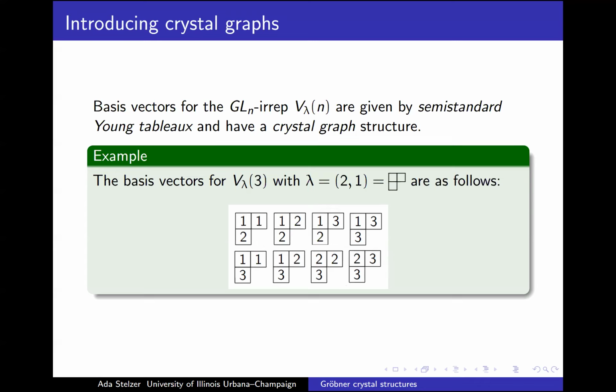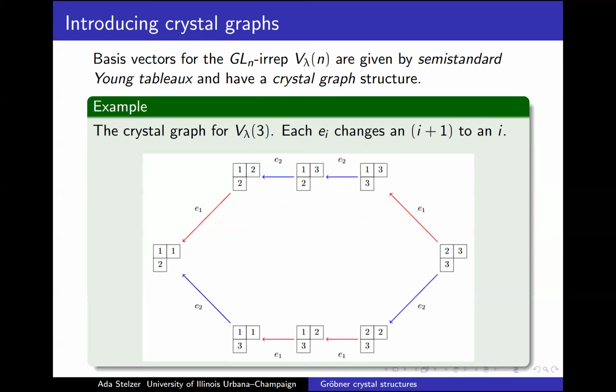And then a semi-standard Young tableau of that shape is a filling of the boxes with numbers that are weakly increasing along the rows and strictly increasing along the columns. If I'm thinking about GL_n representations, I'm going to use numbers from 1 to n. So in this case, I'm using numbers from 1 to 3, and there are 8 semi-standard Young tableaux.